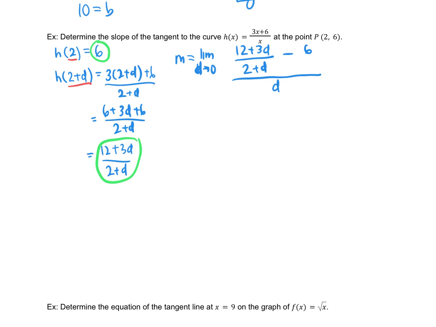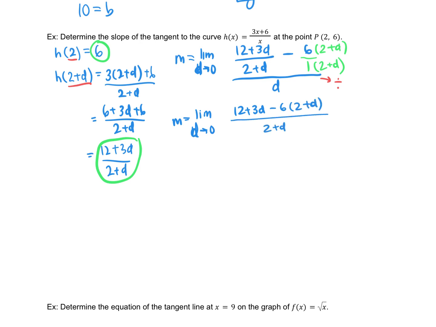Okay, so now I have a fraction within a fraction. And when I see this, I'm thinking I need a common denominator. So I'm going to put the 6 over 1. And if I just multiply the negative 6 by 2 plus d, top and bottom, I'll get that common denominator. And while I do that, I'll replace this main fraction line with division. So the slope of the tangent is equal to the limit as d approaches 0 of 12 plus 3d minus 6 times 2 plus d all over that common denominator. And that'll be divided by d.